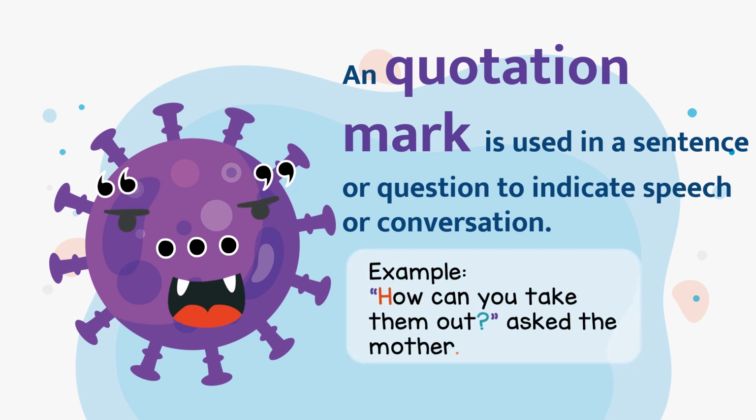"How can you take them out?" asked the mother. Does this look familiar to you? Anyway, a quotation mark is when you put one at the end of the sentence and at the beginning of the speech. So when you're writing a dialogue, you have to make sure the quotation marks are placed at the beginning and the end of the speech, so that I, or any of us, know that you are writing someone's speech or your own speech. It can be anyone. All right?